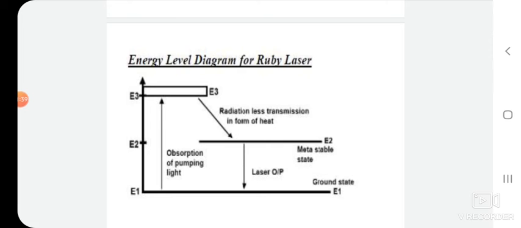Once the population inversion begins, the metastable level is depopulated very quickly. The electrons in the metastable state lose their energy h nu, which is equal to E2 minus E1, and become stable electrons. During that process, they emit photons. Those photons are nothing but the laser output.